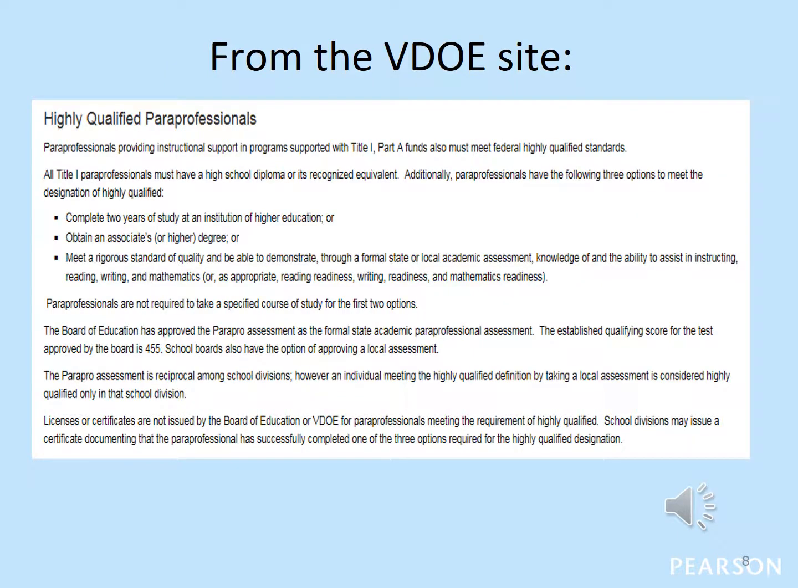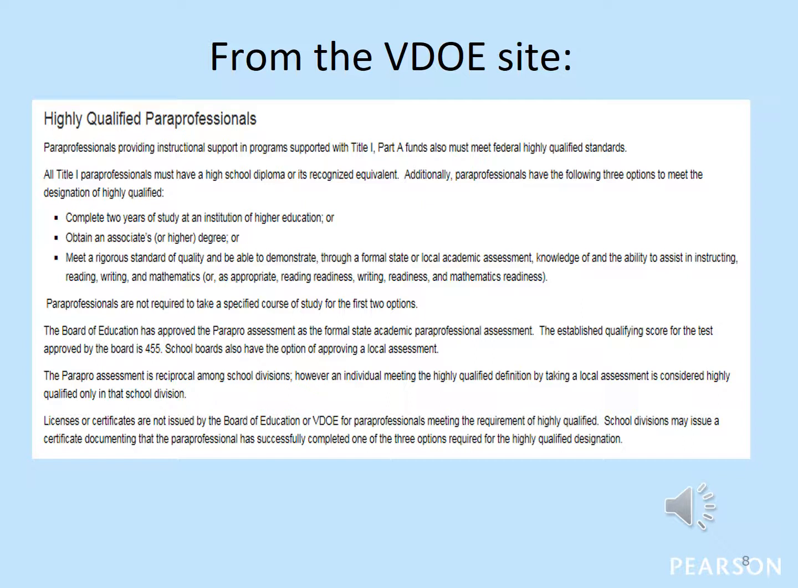The Virginia Department of Education, VDOE, has set forth requirements for paraprofessionals to meet what the federal government deems highly qualified. Paraprofessionals who provide instructional support in programs that are supported with Title I funds must meet the federal standards for being highly qualified. So what are those standards? All Title I paraprofessionals must have a high school diploma or its recognized equivalent.